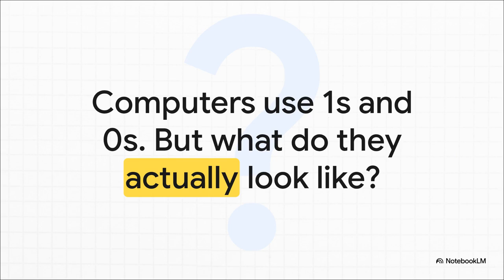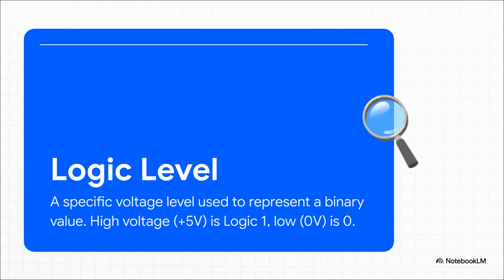Yeah, this question right here, it's the whole point. We toss around words like bits and binary like it's nothing, but they're not just concepts. Inside every single piece of electronics, they have a real physical form. So let's get down to it. What does a 1 or a 0 actually look like to the machine? And boom, here's the answer.